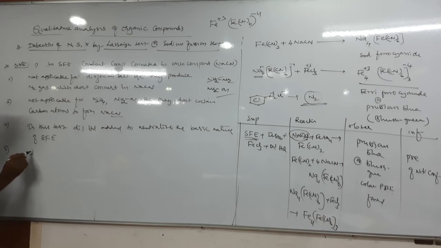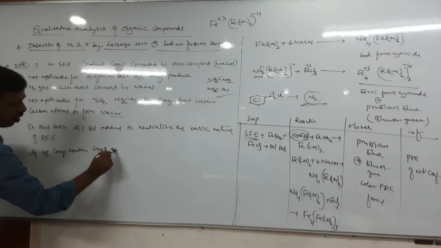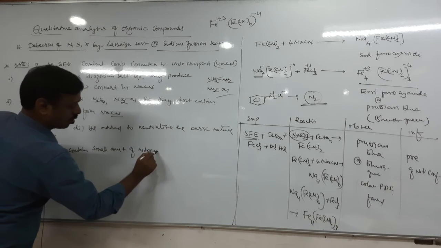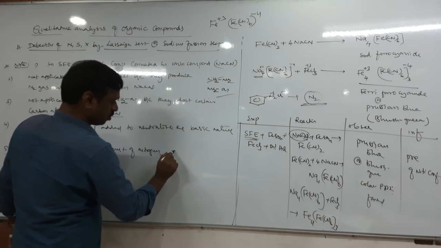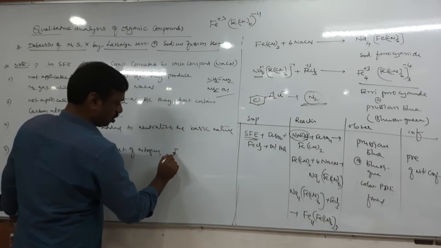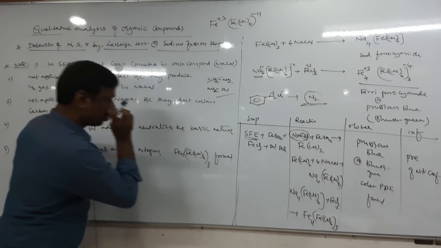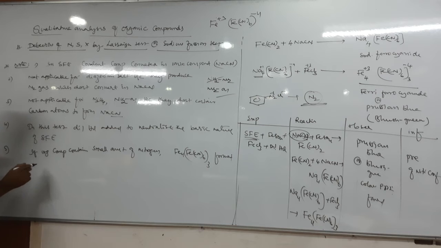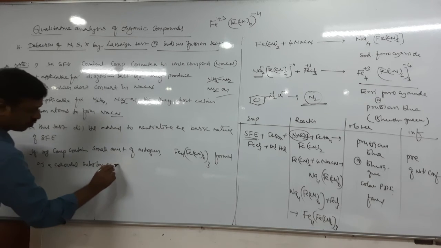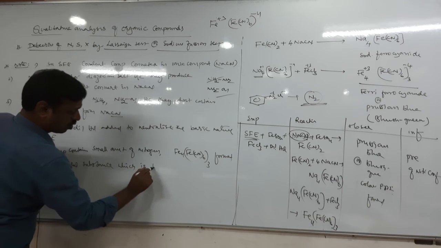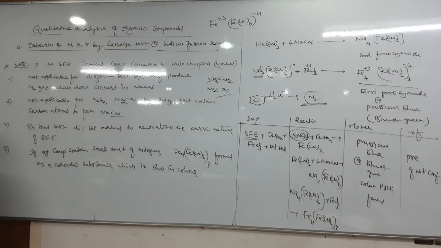Therefore, if the organic compound contains a small amount of nitrogen, Fe4[Fe(CN)6]3, ferric ferrocyanide, is formed as a colloidal substance, which is blue in color.